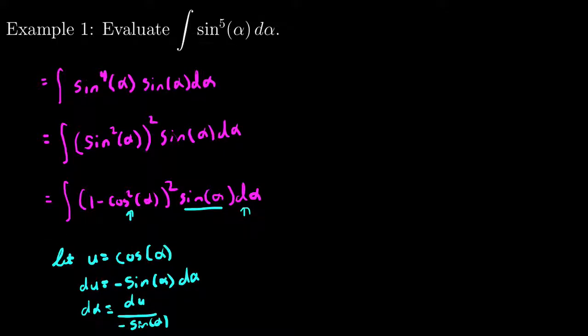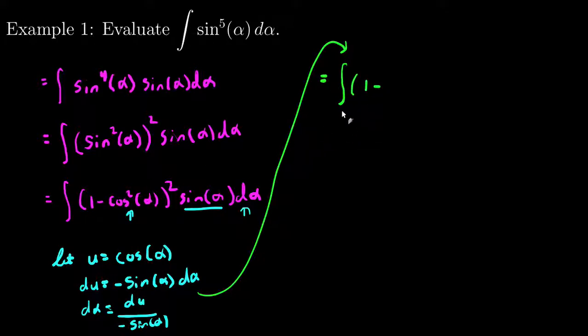And so, when I come up here, this is going to equal the integral of 1 minus u squared, squared. I'll leave the sine in here for a little bit, times the sine of alpha, and I'll replace the d alpha with du over negative sine alpha.